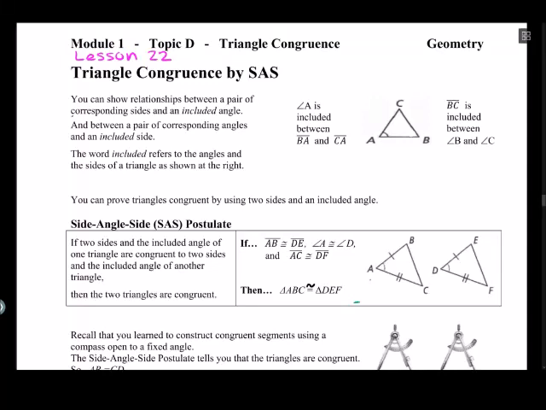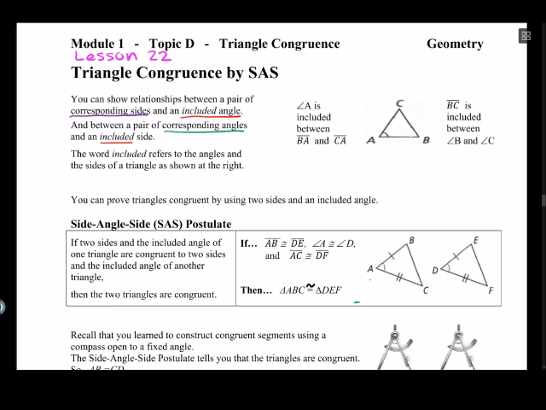Module 1, Lesson 22, Triangle Congruence by Side, Angle, Side. We're going to start off with some vocabulary here. We are going to look at the relationship between a pair of corresponding sides and an included angle, and between a pair of corresponding angles and an included side.